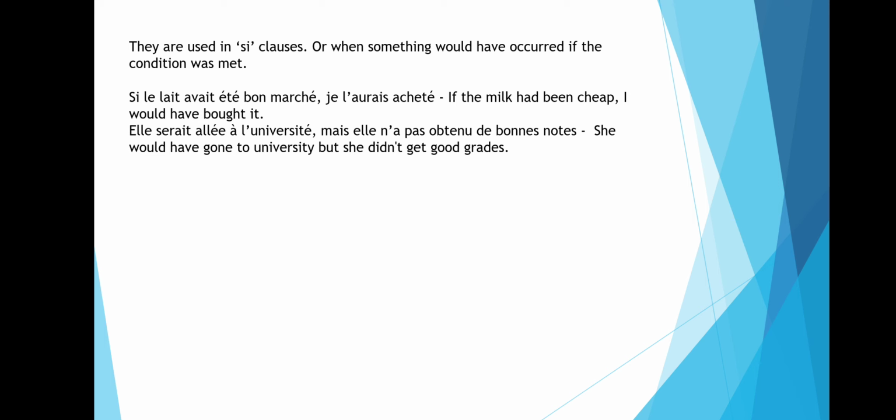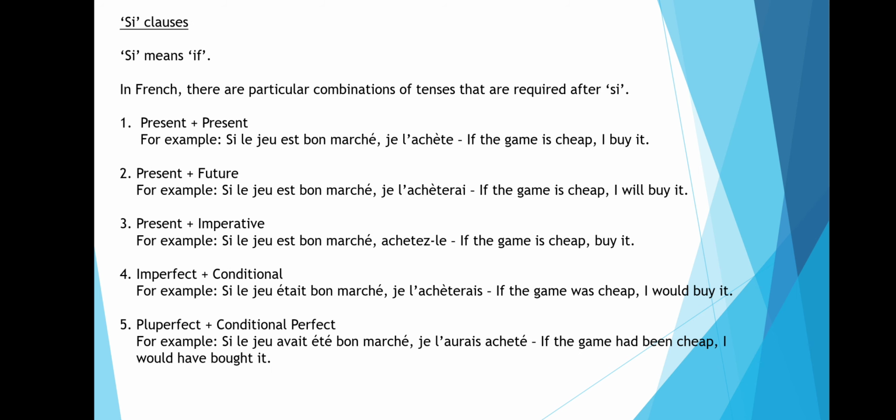And you can see that it's serait instead of aurait, because it's a verb of motion, and the past participle has to agree with the subject, feminine singular, so you add an extra e to the end of the past participle. And here are some si clauses. There are different types, and si means if, because we haven't gone through that before. So in French there are particular combinations of tenses that are required after si.